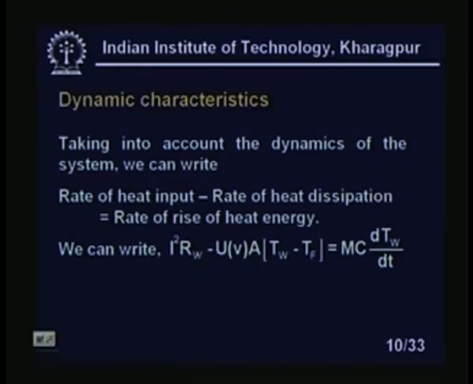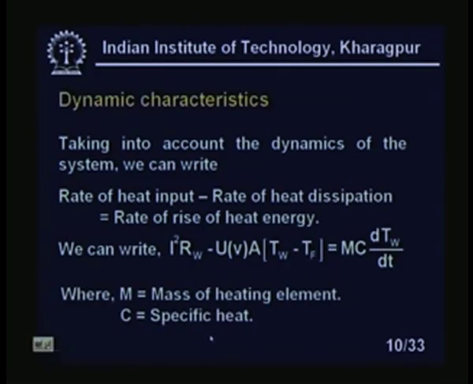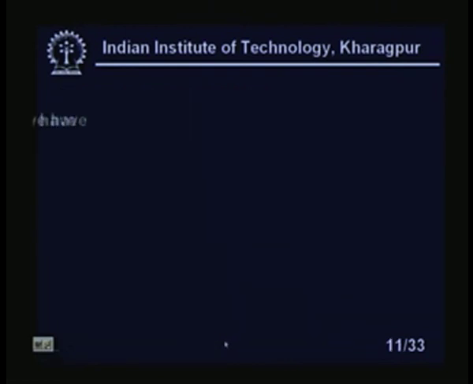So, we can write here I square R_W minus U V A (T_W minus T_F) equal to M C dT_W/dt. You see all the units are slightly different from the previous equations. If you look at these, R_W, T_W, T_F: T_F will remain the same because it is the fluid temperature, it does not depend on the temperature of the wire, but all the legends R_W, U V, T_W, all have been changed there. If I look at the previous expression, where M is the mass of the heating element and C is the specific heat of the element.